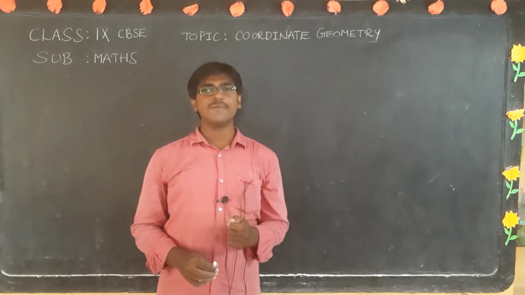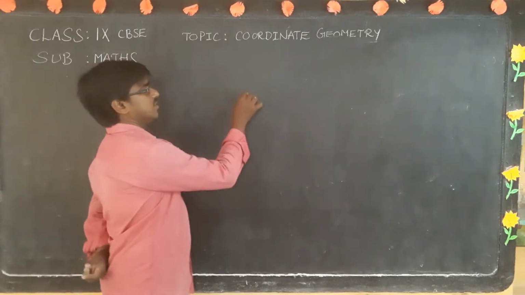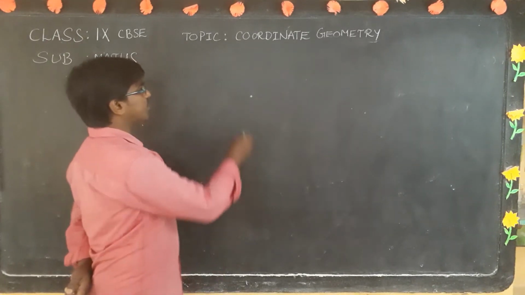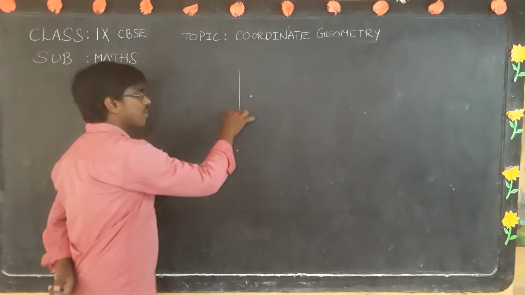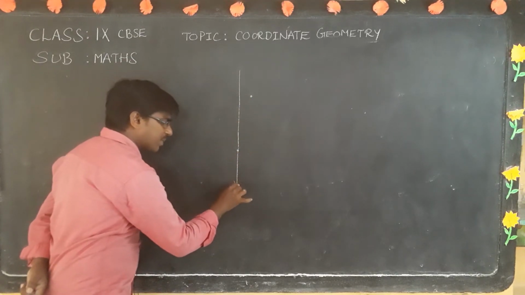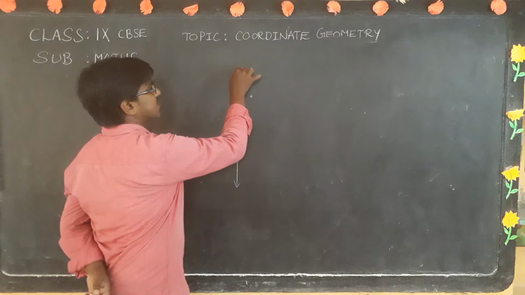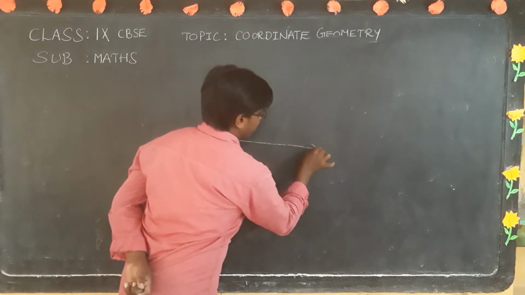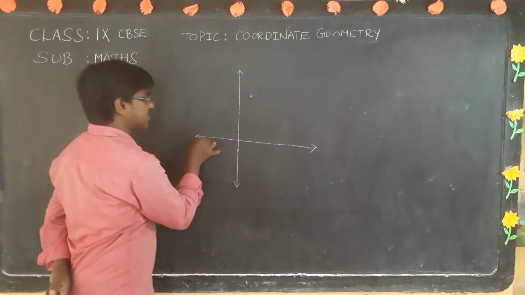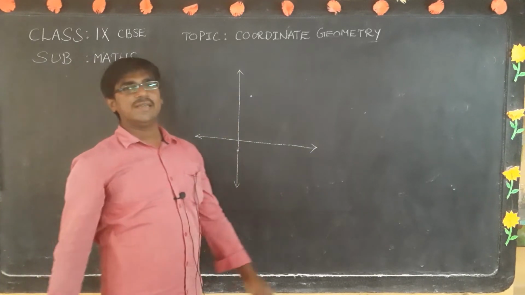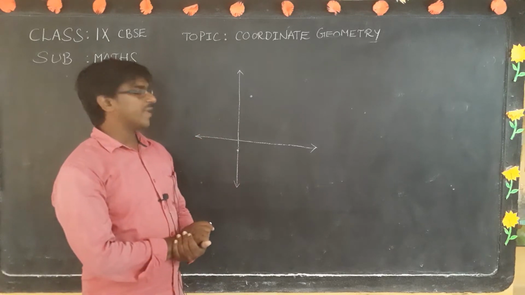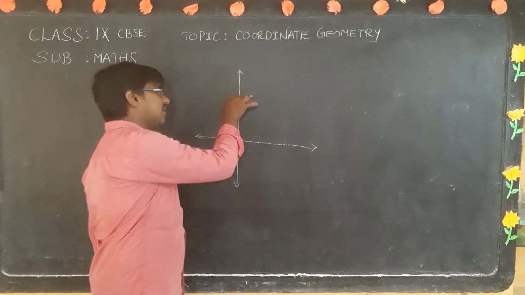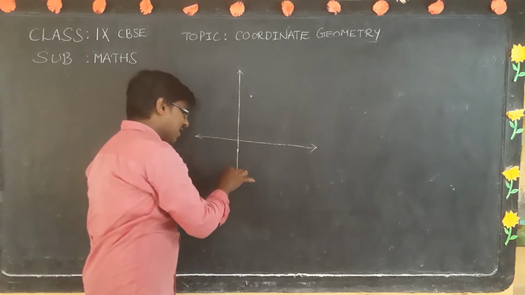To describe a point in a plane, we require two perpendicular lines crossing each other. Of the two perpendicular lines, one line is vertical.